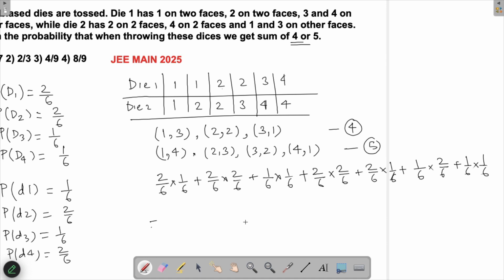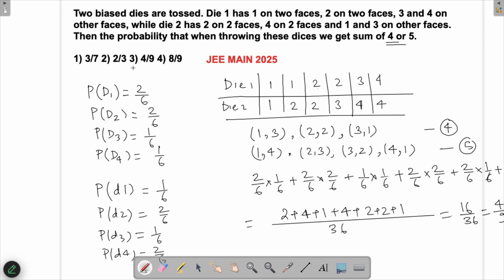We have 36 as the LCM, right? Let's write down all the numbers. This is 2, then 4, then 1, then 4, then 2, and then 2 and 1. So we've got 4, 2, 6, and 7 plus 4 is 11, plus 4 is 15, and 16. So 16 upon 36, which is 4 upon 9. So 4 upon 9 is going to be your answer. And this is what it is.